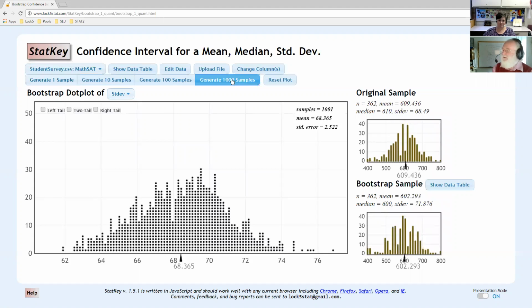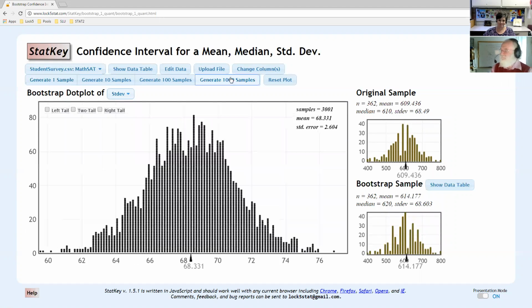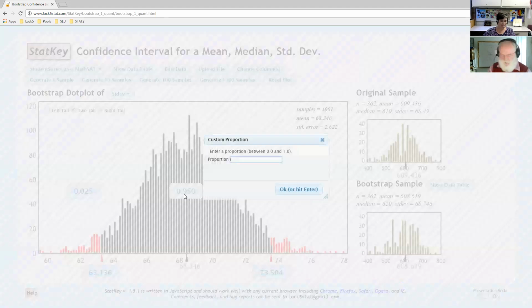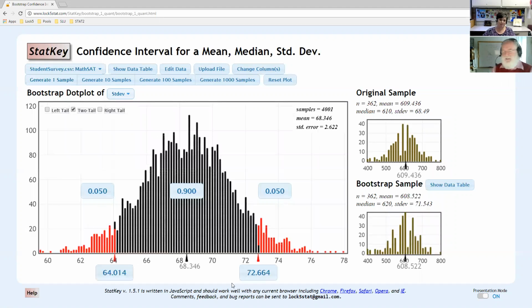Again, you get the idea now. Do this several thousand times. We want a 90% confidence interval in particular, so I need to use the percentile method. Here's 95%; change this to 0.9. There's a 90% confidence interval. So I'm 90% sure that the standard deviation in math SAT scores is somewhere between about 64 and 72.7.